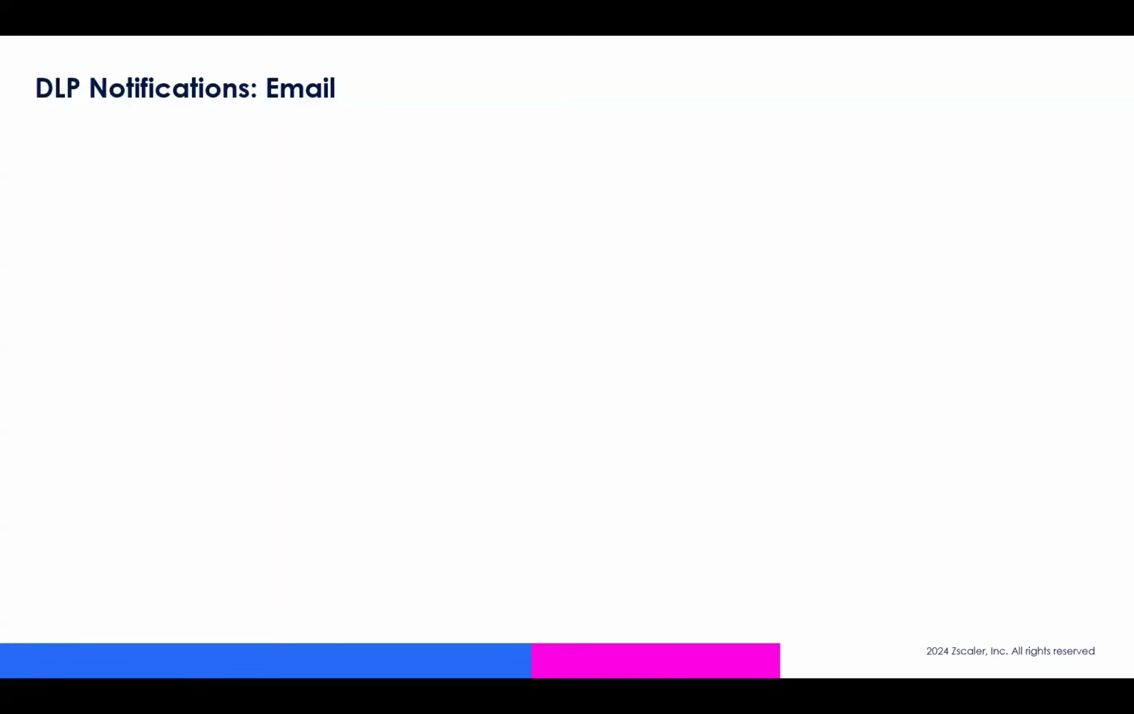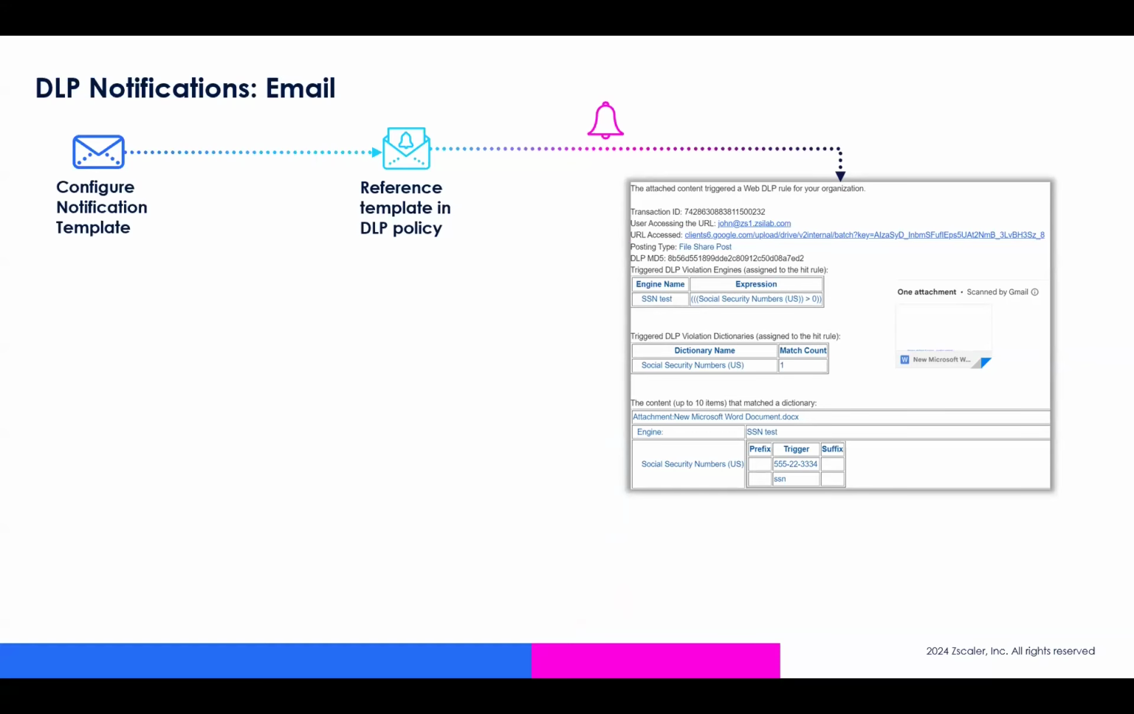First, let's take a look at the basic form of DLP notification, which you always have access to regardless of your license level. Email notifications are configured with templates, and those templates are referenced inside your DLP policy. The notification template is configurable using macros.